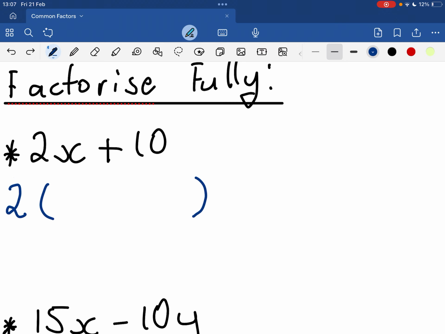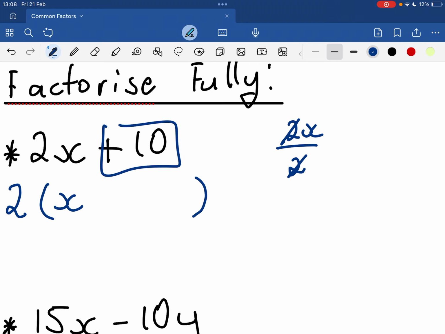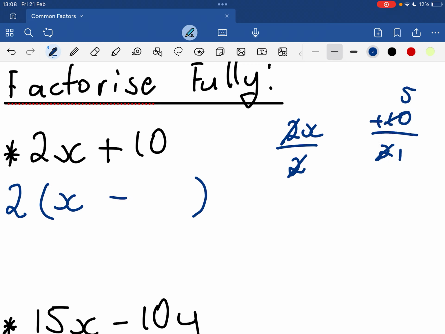So we're going to take the first term, 2x, and divide it by 2. When you divide 2x by 2, you'll find that the answer is just x. And if you take the second term, positive 10, and divide that by 2, well, 2 into 2 is 1, 2 into 10 is 5, you're left with positive 5, and this would be your answer.